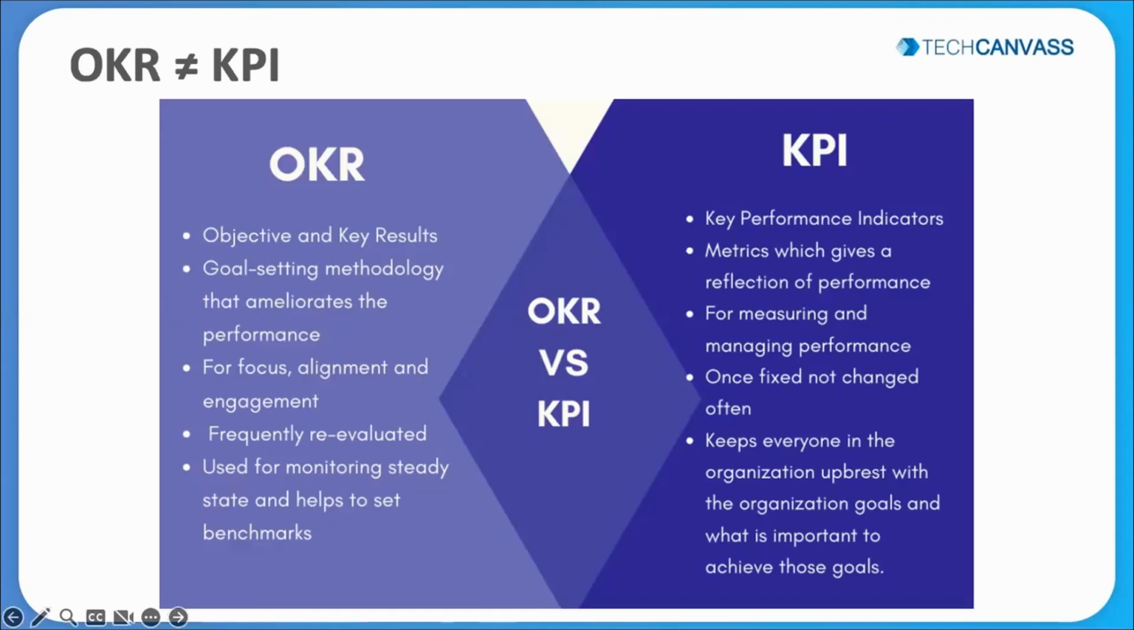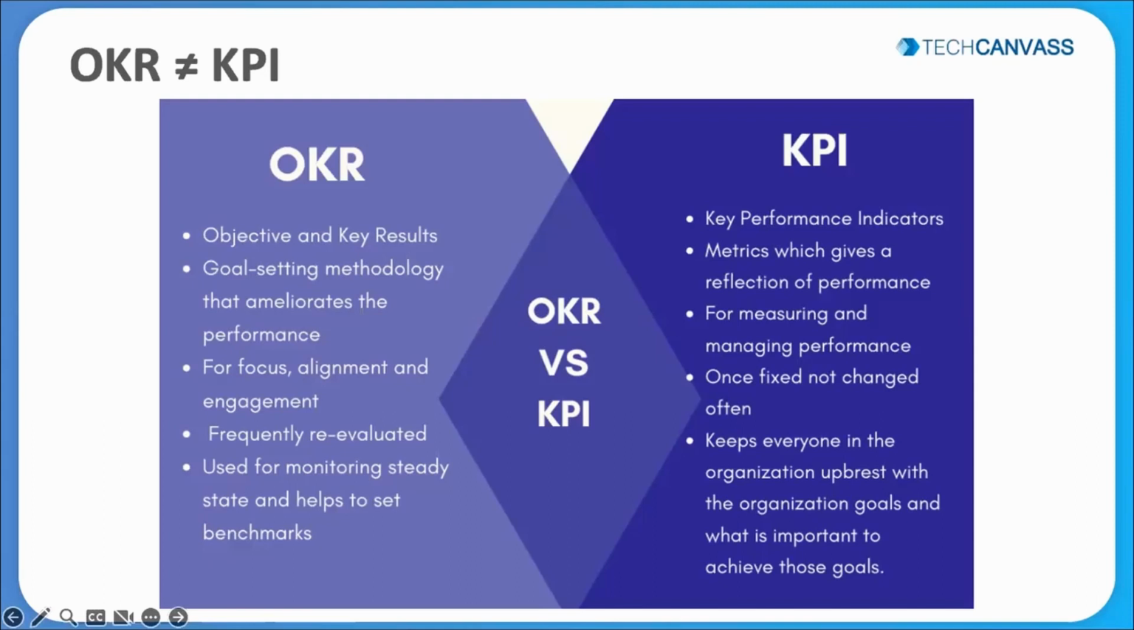Now, in OKR, you reevaluate again and again, while in KPI, you do not reevaluate again and again. It is a very straightforward procedure. You just look into some pointers, you see if the performance is up to the mark, and then you just do it. Another difference between OKR and KPI is that the OKR is more focused, more aligned towards getting the desired result, and KPI is more aligned towards how to get that desired result.